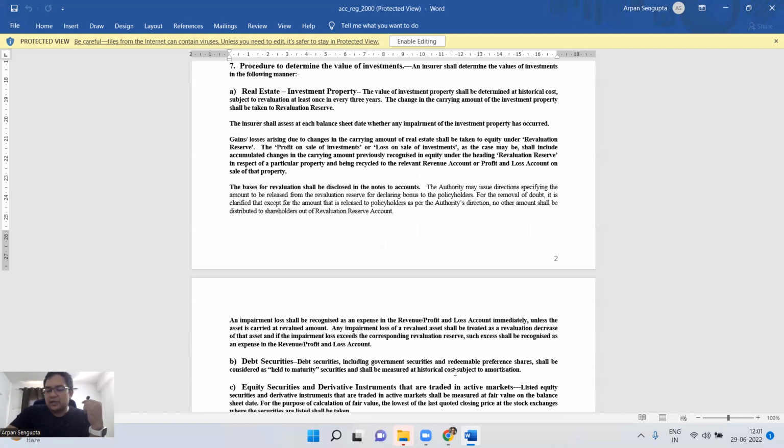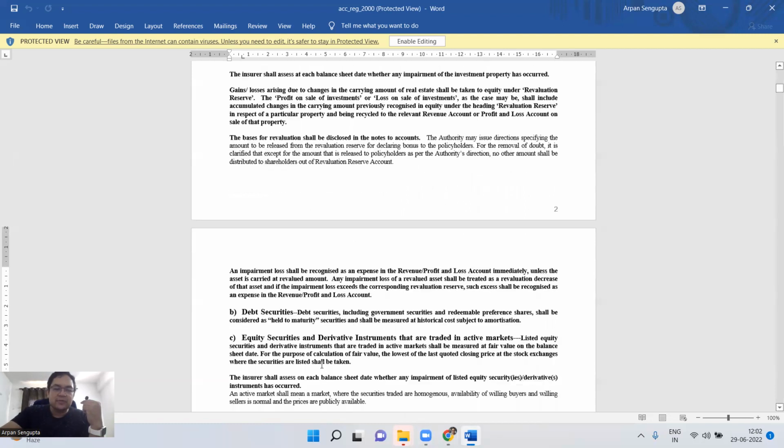So there, the main investment, because mostly insurers write non-participating policies, we have a lot of investment in bonds. Bond securities are fixed income securities that include government securities as well as redeemable preference shares. Those are measured at historical cost and subject to amortization, right? So those are treated as a depreciating sort of asset because there is amortization.